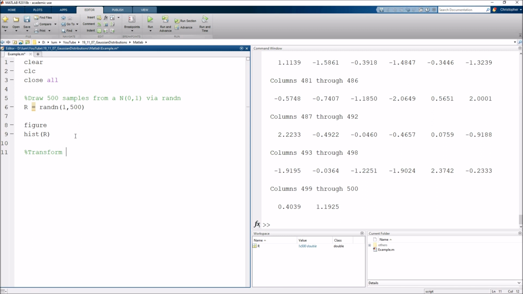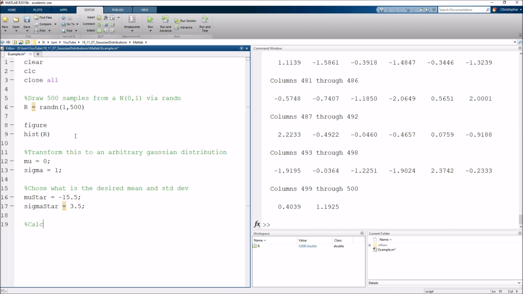Okay, so now let's transform this to an arbitrary Gaussian distribution. Let's compute the parameters we need. First of all, we know that the original Gaussian has a mean mu of 0 and a sigma of 1. This was the original parameter. Now I need to choose the desired mean and standard deviation. So mu star, let's make this minus 15.5, and sigma star, let's make this a little bit larger, 3.5, okay?